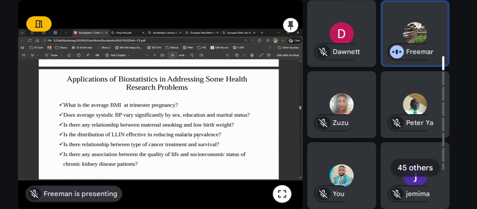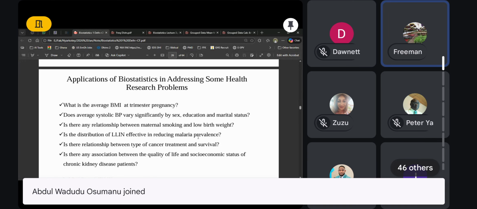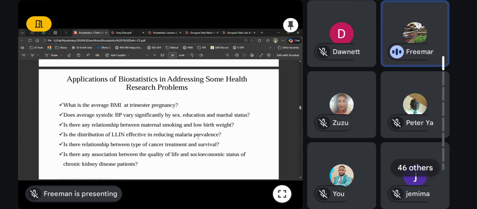You can also use it to find if there is an association between smoking and low birth weight among women. When a woman smokes before she gets pregnant, what will be the outcome? When another doesn't smoke and gets pregnant, what's the outcome? Biostat can help you find out if there is a relationship between a woman who smokes and the birth weight of the baby that will be born.